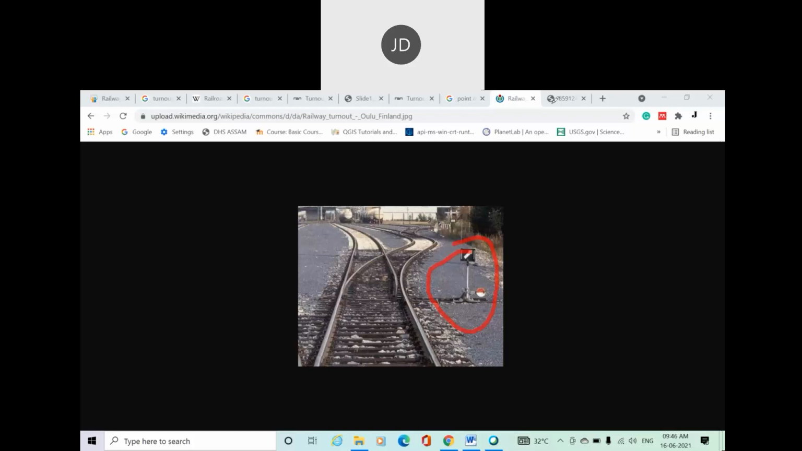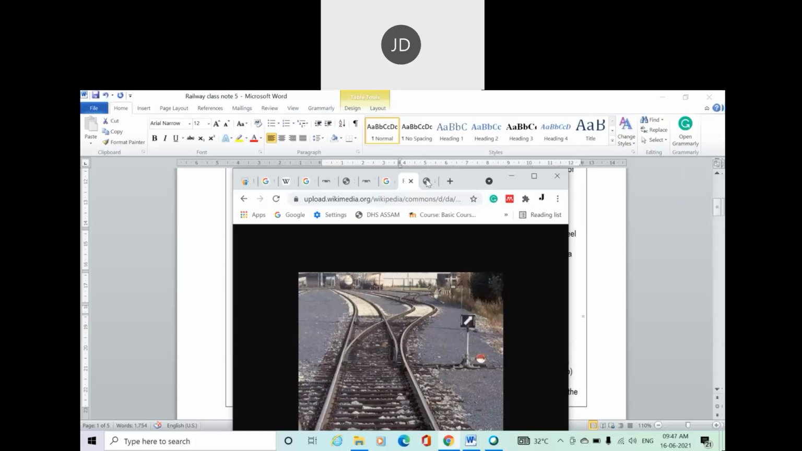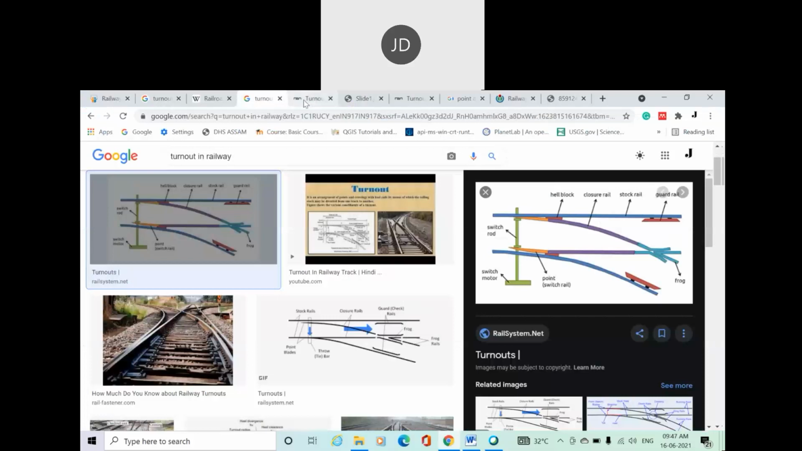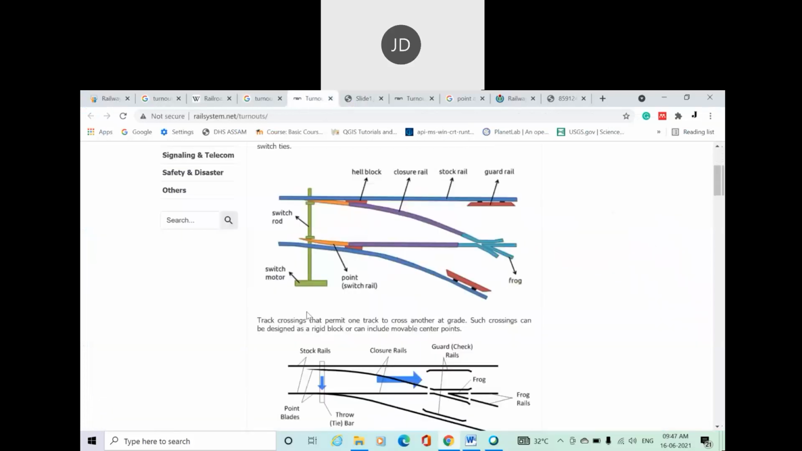What rail is called. Let me show you again. So basically this switch part consists of three main components: switch motor, switch rod, and this point, or switch rail basically.